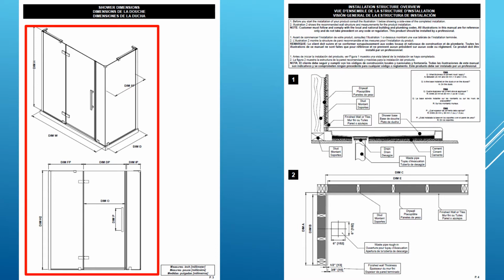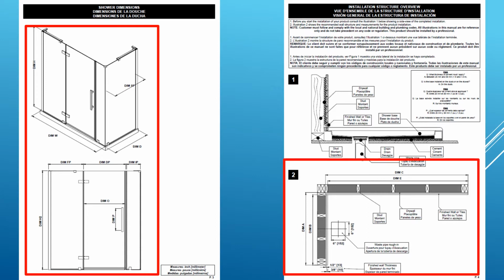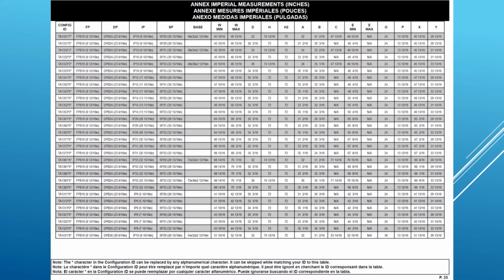It shows a schematic top view of the alcove or corner wall structure recommended for optimal installation of this shower configuration. Finally, at the very end of the installation manual, the annexes are presented listing all the dimensions in a tabular fashion. Each row corresponds to one possible shower configuration of the OVE Endless collection.